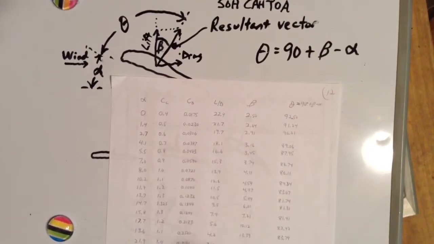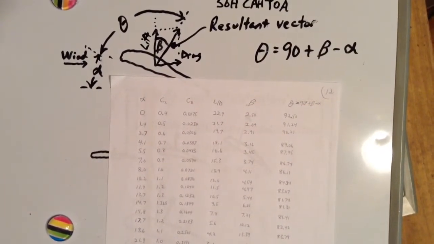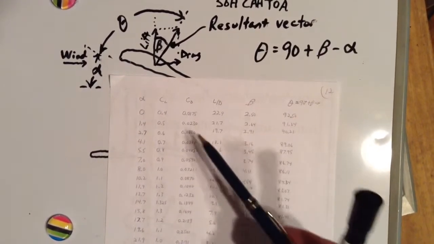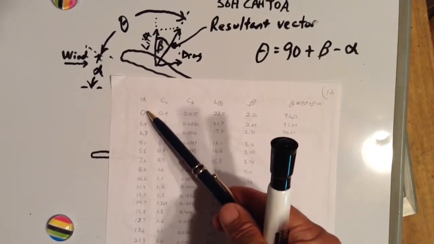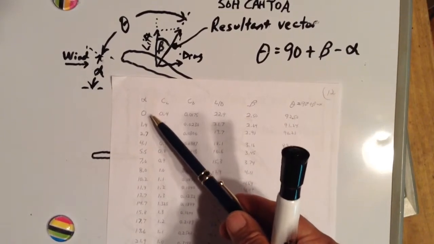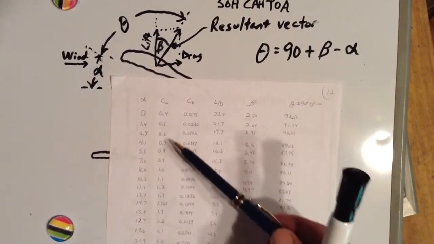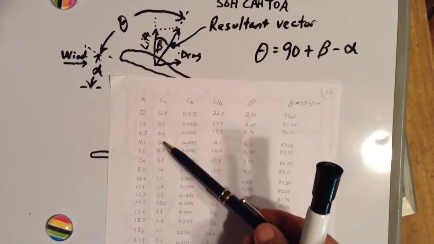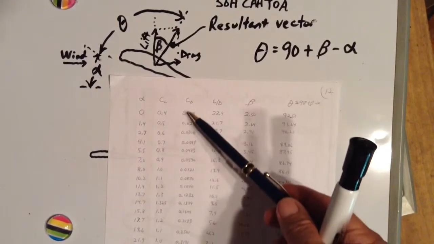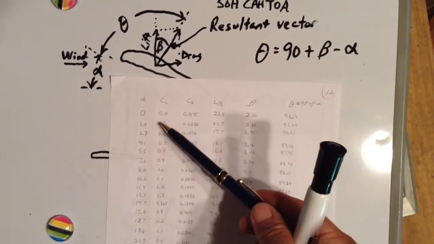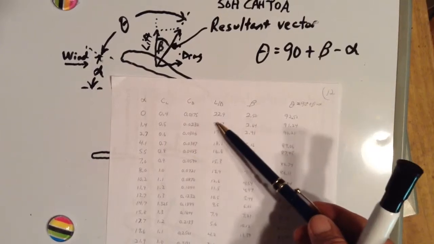Okay, on this page is information that was transcribed from the chart of the Clark Y airfoil, starting with a 0 degree angle of attack. I didn't look at the negative angles of attack, just looked at 0 through 21.9. Here are the coefficient of lift numbers. Here are the coefficient of drag numbers. Here's what you get when you divide each number in this column by each number in this column.